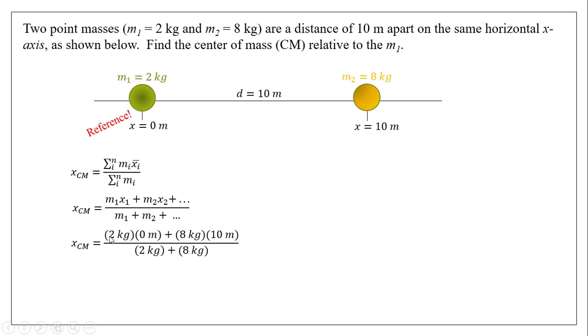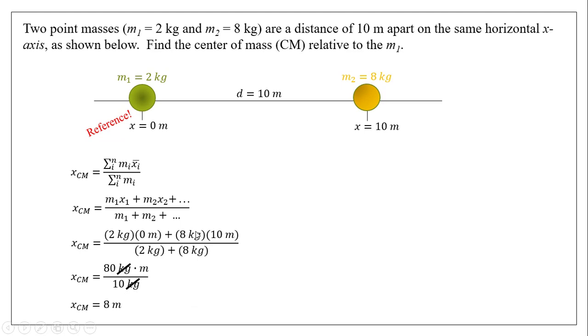So if we simplify this, 2 times 0 is just 0. And then 8 times 10 is 80. So the numerator will simplify down to 80. The denominator, if you add 2 plus 8, that would be 10. The units here, kilogram, will cancel out. That would just leave us with the units of meters, which makes sense because we're trying to find the center of mass of something. Here would be units of meters. All right. Other than that, 80 divided by 10 would just be 8 meters.